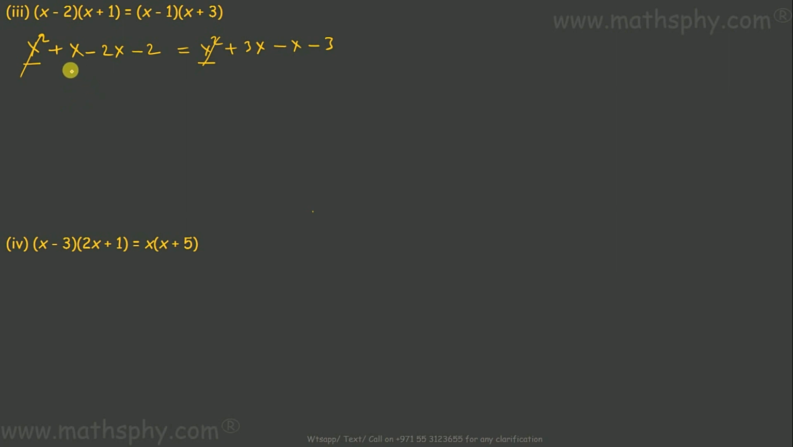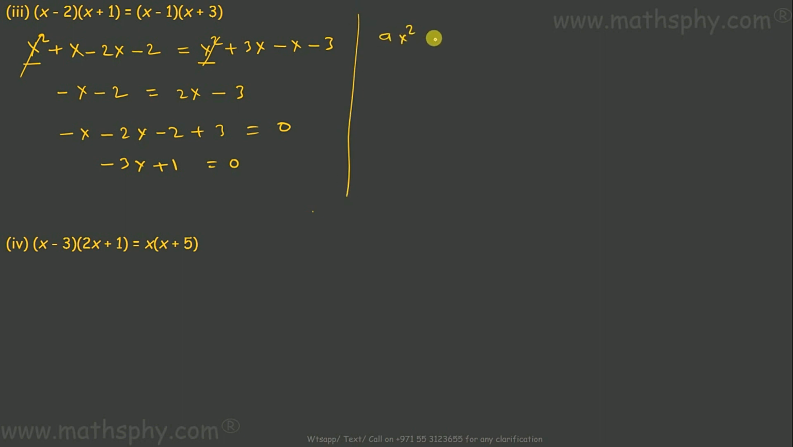And then I have x − 2x gives you −x. −2 equals plus 3x − x gives me plus 2x − 3. So −x − 2x − 2 + 3 = 0. Negative x, negative 2x, negative 3x, negative 2 plus 3, positive 1 equals 0. Now, this equation here, when we solved it, till here, it was looking like quadratic. But now here, x² is missing. We don't have x². So ax² + bx + c cannot be fulfilled. So, this is not quadratic.